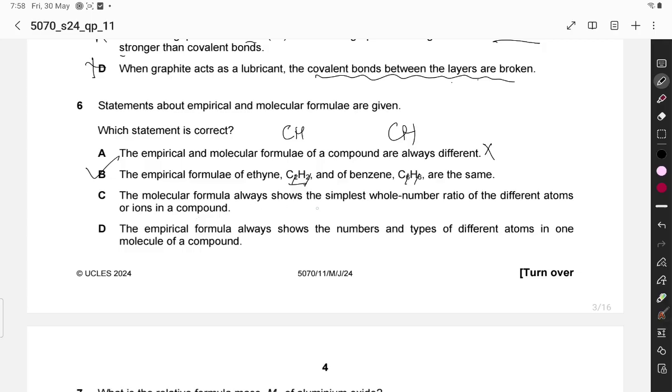The molecular formula always shows the simplest whole number ratio? No, the molecular formula always shows the actual number of atoms present in the compound. The empirical formula also shows the number and types of different atoms in one molecule of the compound? This is also incorrect. It is the simplest ratio, and it does not show the numbers and types of different atoms in one molecule of the compound.